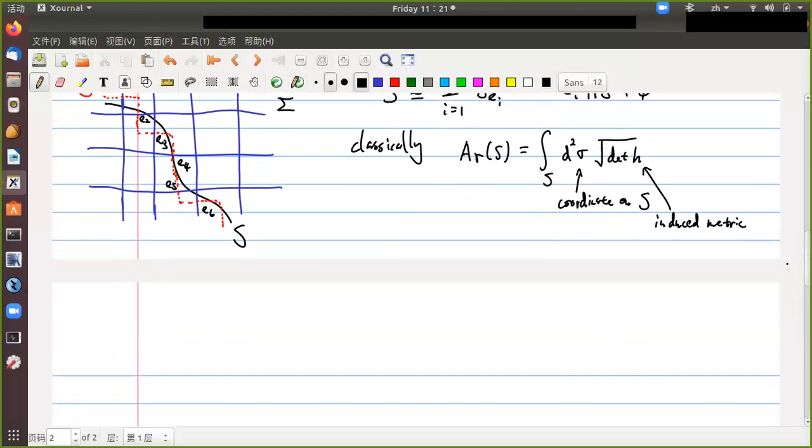But the result is that you can write the equivalent formula: the area of S equals the integral over S of d²σ. You can replace this square root of the determinant of h by a different square root of n_a.